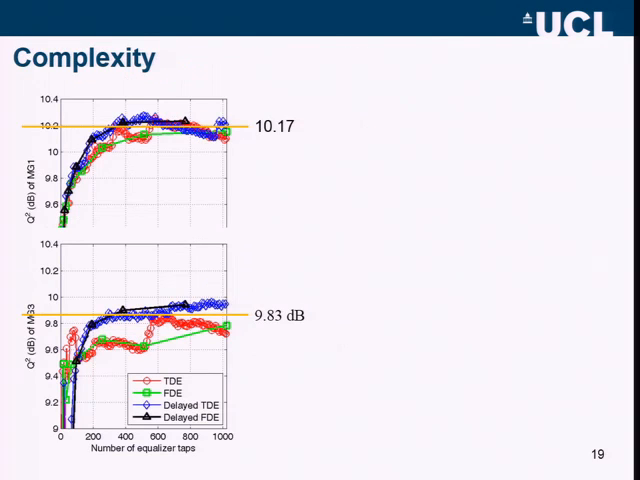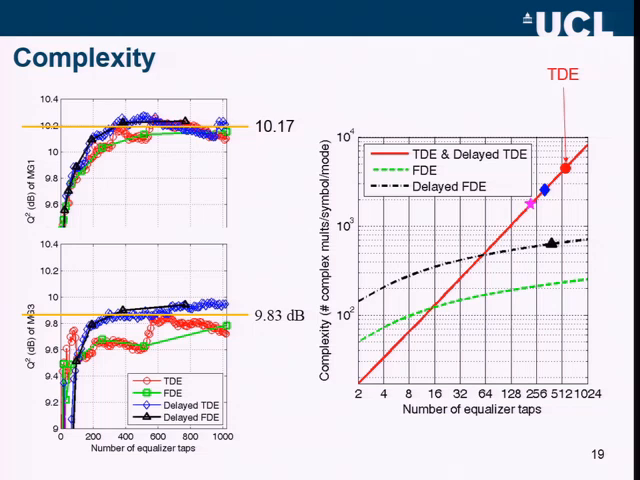Here we set two target Q factors that we want to see, and in order to achieve this target, what is the complexity by using these three different types of methods. It's obvious that the conventional time domain equalizer requires the highest complexity. By reducing all those inactive taps, we can see that the delayed time domain equalizer offers a much lower complexity compared to the conventional time domain equalizer.